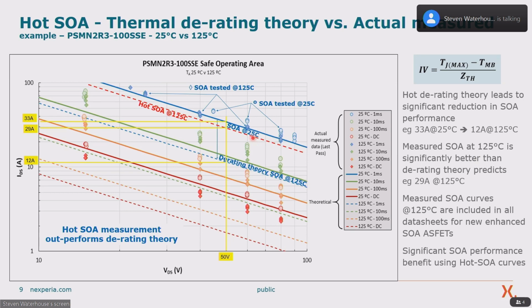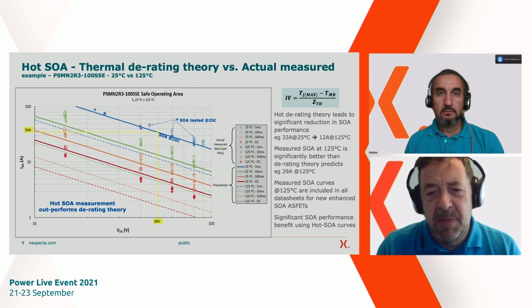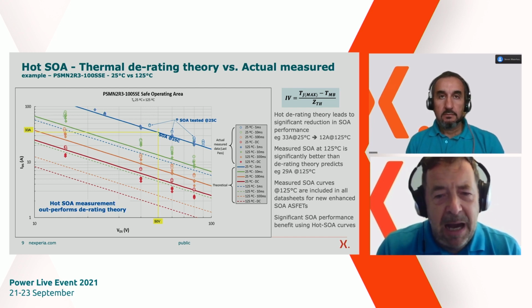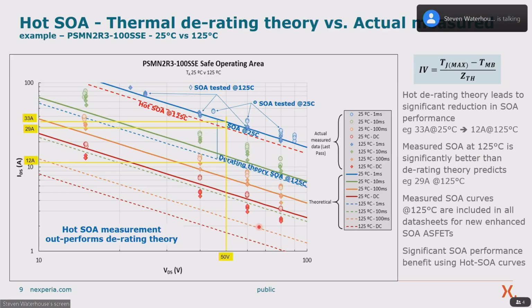And this is quite a busy graph. We've included the lines for both the 10 millisecond and the 100 millisecond as well. But you can see how the derating from theory, compared to the actual lines, can be quite onerous, and it can take a lot of capability away. In this instance, at 1 millisecond, we derate from 33 amps to 29 amps, but previously when it was calculated, that went down to 12 amps. So it's a big improvement with that ability to test.